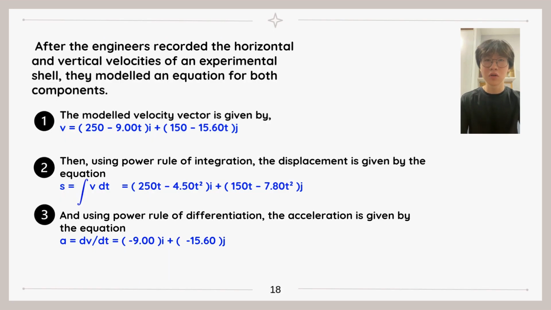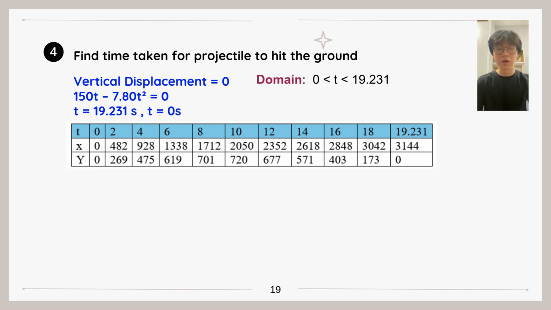If engineers can model the velocity vector equation of the gun, they can approximate the displacement and acceleration vectors. For example, after the engineers recorded the horizontal and vertical velocities of an experimental shell, they modeled this equation. To prove that these equations are correct, we can plot the displacement graph of the equation that we obtained using integration. First, we need to find the time taken for the projectile to impact the ground.